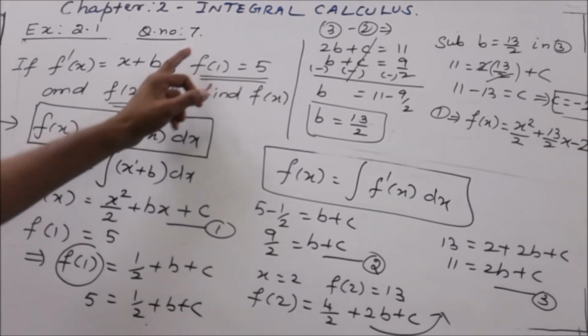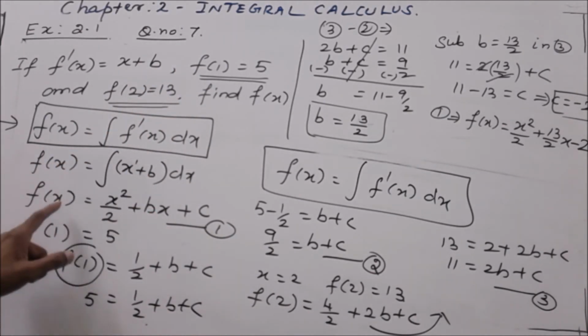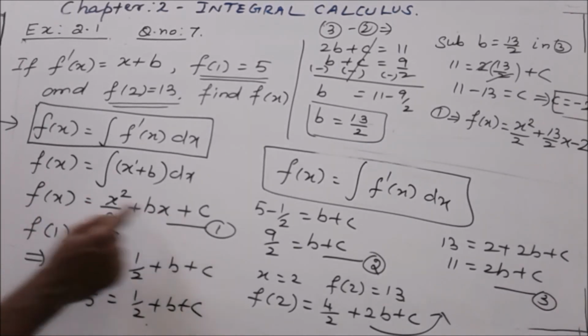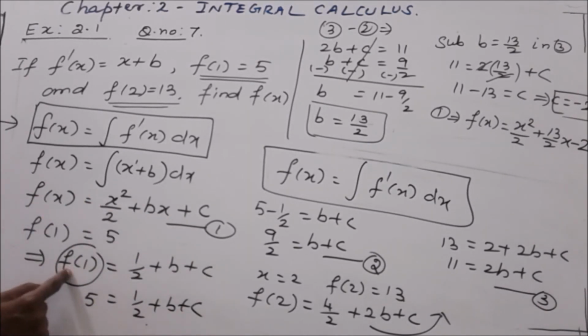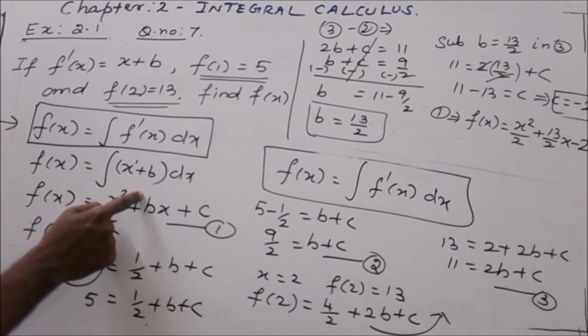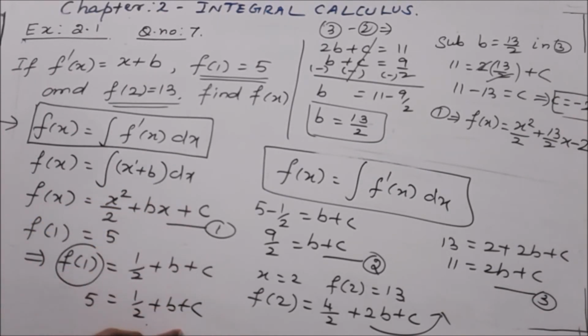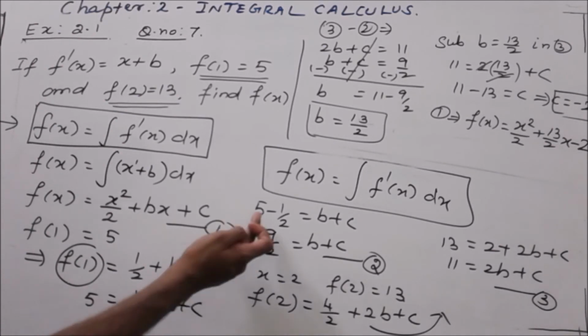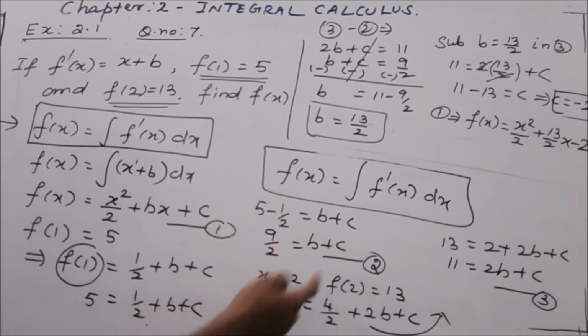By substituting these two values in equation 1, now x is equal to 1, the function f of 1 equals 5. So substitute x is equal to 1 in all these cases. f of 1 is 1 by 2 plus b into 1, b, plus c, and this f of 1 turns out as 5. Substitute f of 1 as 5, the right side remains the same. Now 5 minus 1 by 2 equals b plus c. Simplifying, 10 minus 1, 9 by 2 equals b plus c.